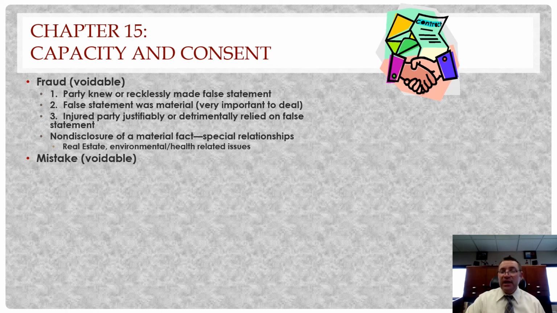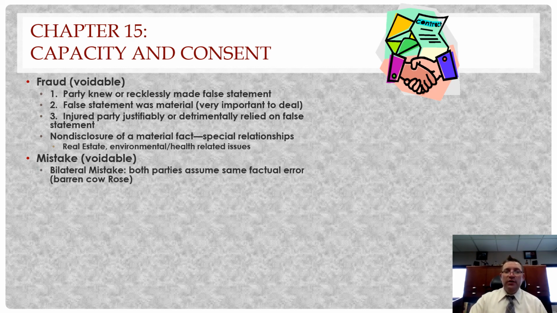All right, mistake is a voidable contract situation, right? Where I believe one thing, you believe another thing, but it turns out neither of them is particularly true. The situation we had in the book was called the barren cow named Rose, right? The farmer who owned Rose thought she was a barren cow, couldn't have any offspring, and so that made her value X compared to Y.